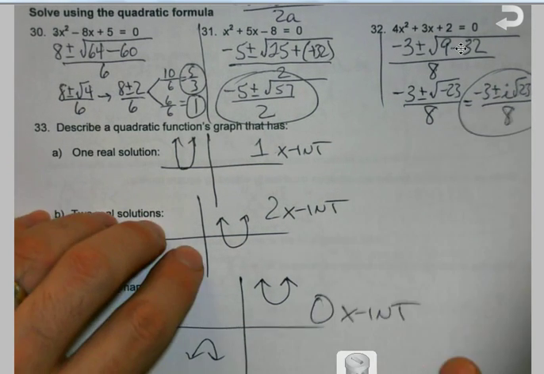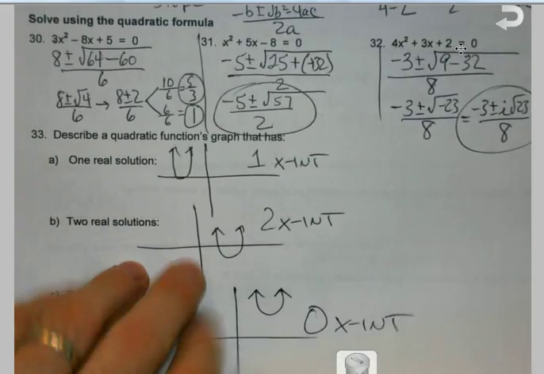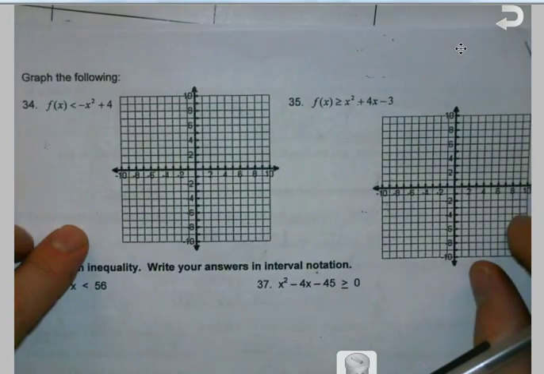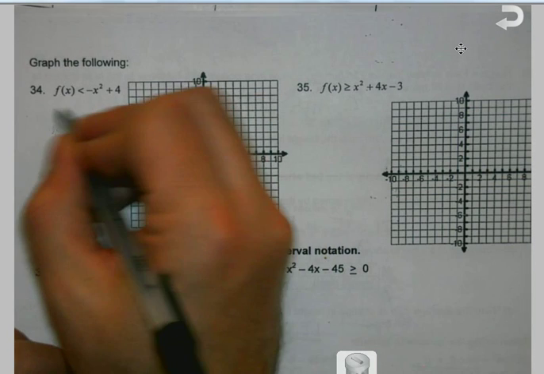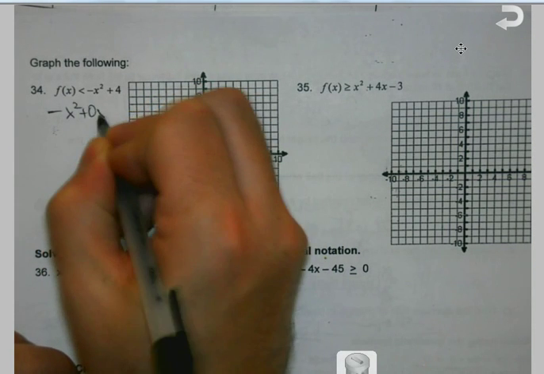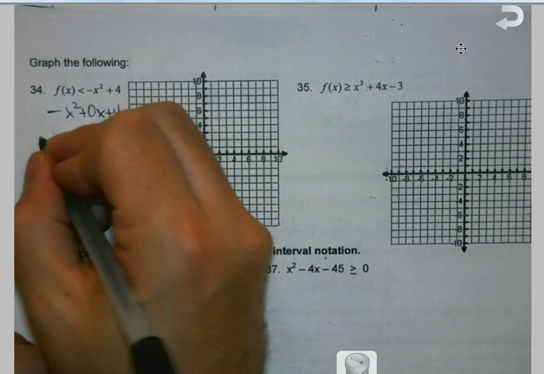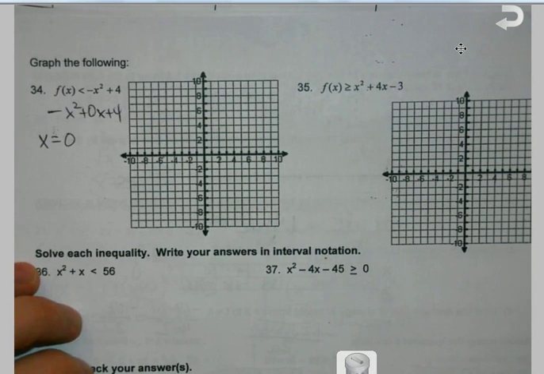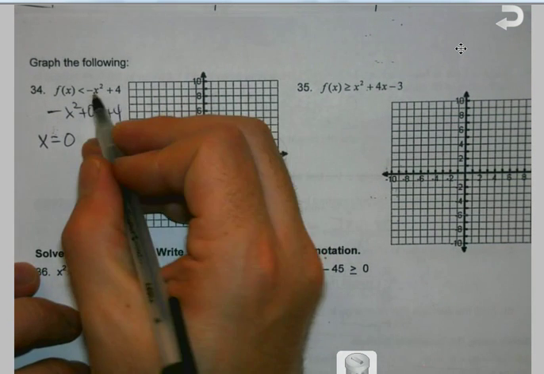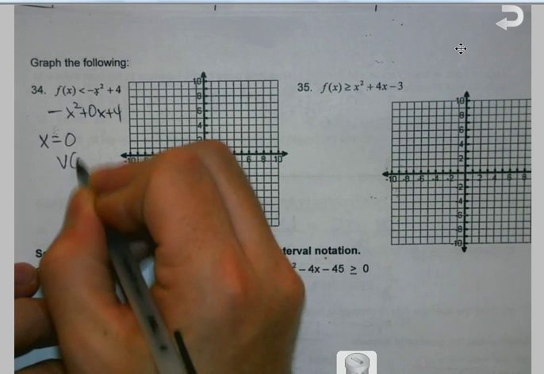Whew, we finally made it to the last page. All right, graph the following. Now again, it can be as simple as understanding here. If I was looking at this, I don't have a b term. So I know if I go to do my vertex form, it's -0, which means my vertex x is going to be 0. So it would be at 0, 4.